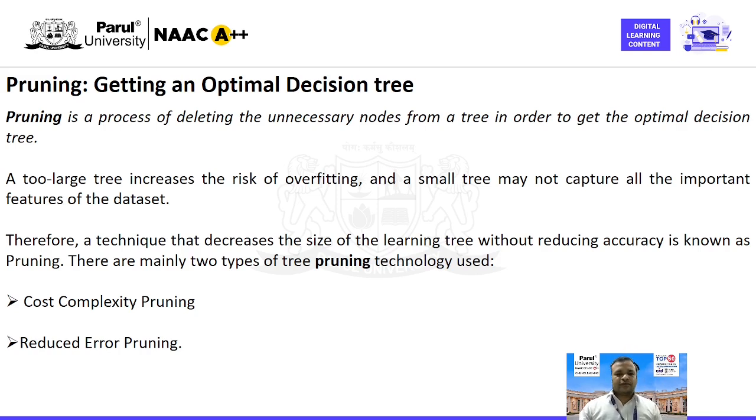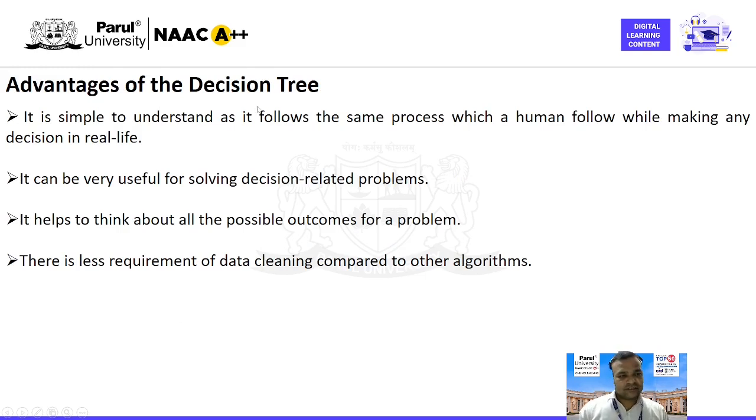There are mainly two types of tree pruning technology: cost complexity pruning and reduced error pruning. Advantages of decision tree. It is simple to understand as it follows the same process which a human follows while making any decision in real life. Second, it can be very useful for solving decision related problems. It helps to think about all the possible outcomes of a problem. There is less requirement of data cleaning as compared to other algorithms.